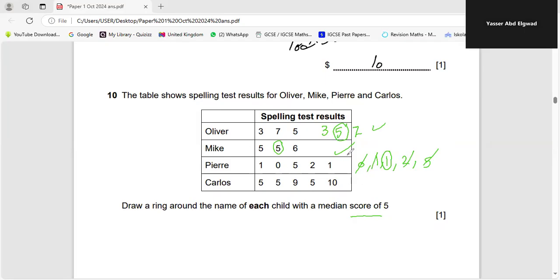In the last one, we have to arrange first: 5, 5, 5, 9, and 10. The middle one is 5. So all the medians are 5 except one. The next question.